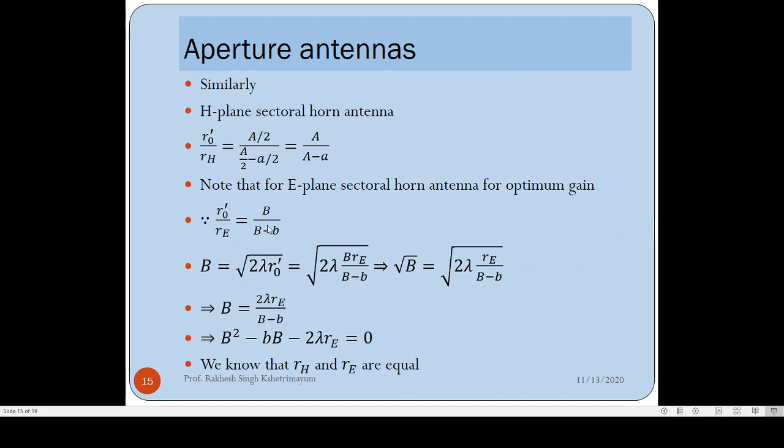Using this relation, also you know that for the E-plane sectoral horn, optimum gain is achieved when b becomes square root of 2 lambda R naught dash. So what is this R naught dash? You can get it from here: Re times capital B divided by capital B minus b. So you just replace it, take this to the left hand side in the denominator, and you get square root of b equal to 2 lambda Re divided by capital B minus b. You take the square of this, and you get capital B equal to 2 lambda Re by capital B minus b. You multiply this and it will turn out to be a quadratic equation in capital B: capital B squared minus small b capital B minus 2 lambda Re equals 0. So this is a quadratic equation in capital B.